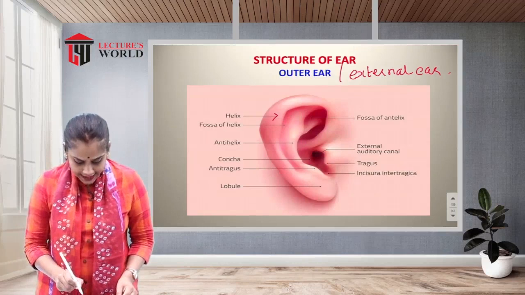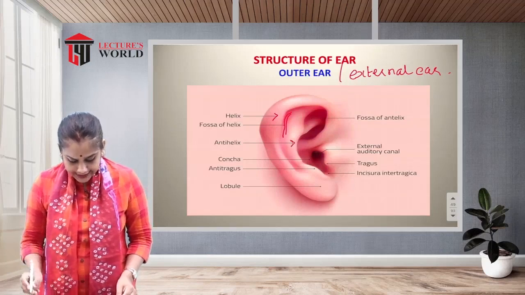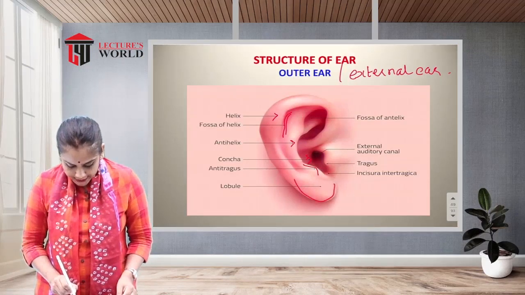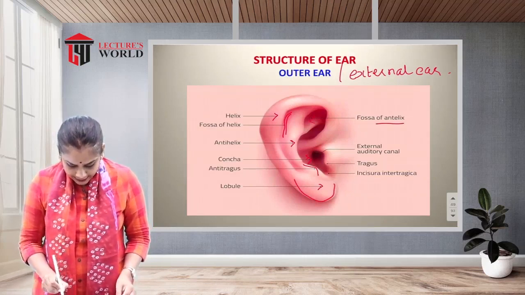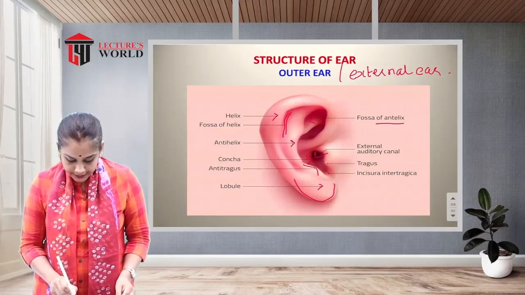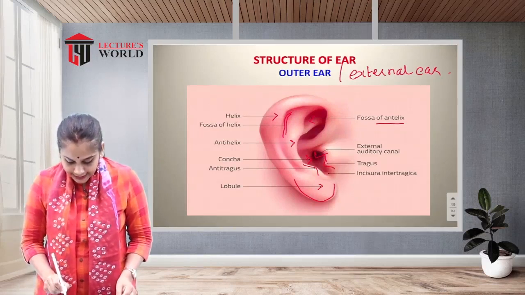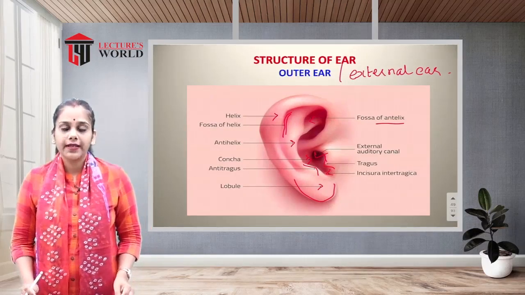See, this is the helix. Then this is the fossa of the helix. Then this is the antihelix. Here there is the concha. Then here there is the antitragus. This is the lobule. Then the fossa of the antihelix. Then the external auditory canal. Here there is the tragus. Then below the tragus there is the incisura intertragica. So these are the parts of the external ear.